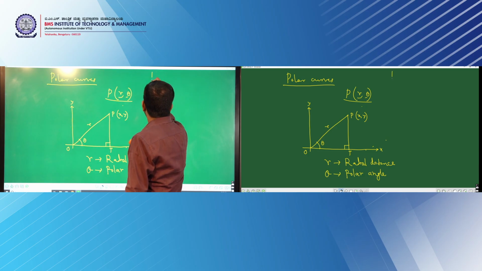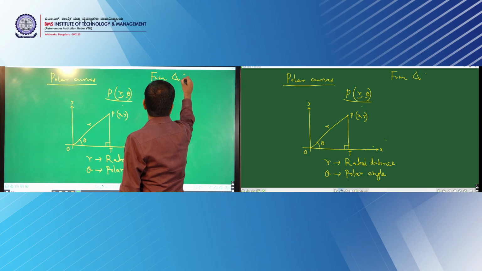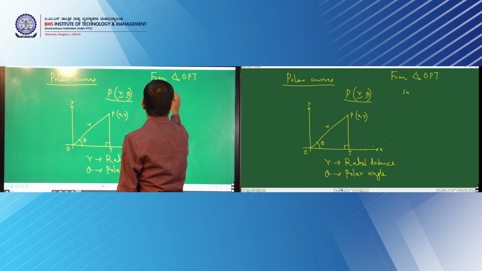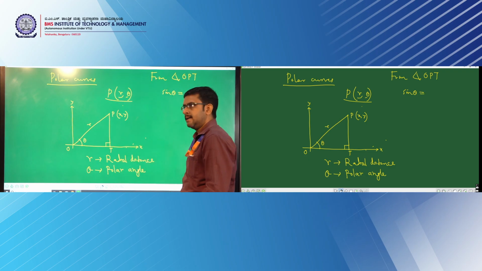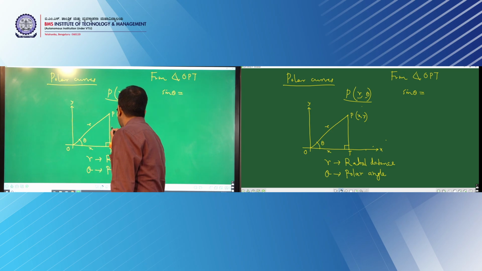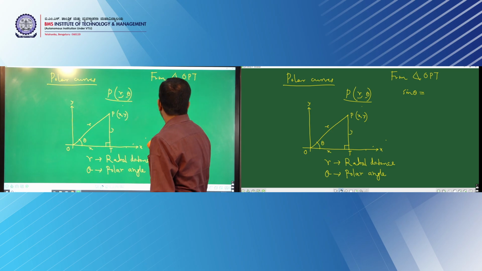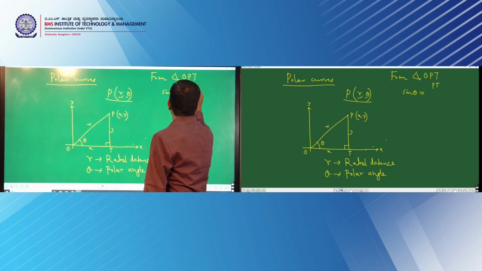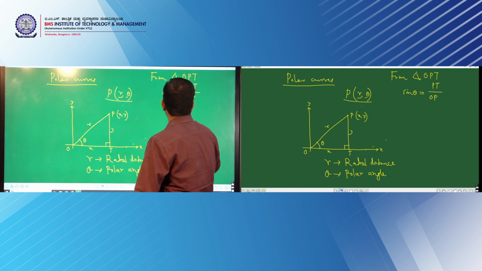So from the triangle OPT, if I find sine theta, what will be the value of sine theta? This is your x and this is your y. Sine theta will be PT by OP. PT by OP. That means what we can write?